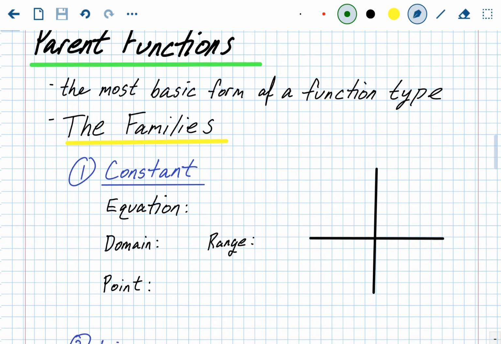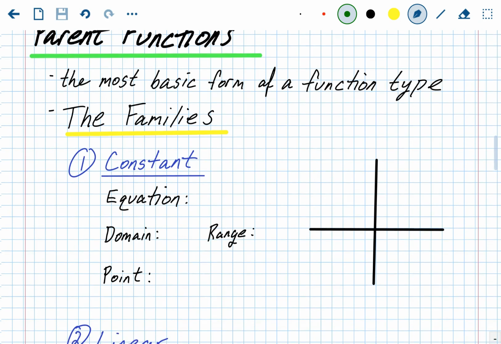Alright, so the families. We're going to do 7 families. There's 12 main ones. We only deal with 4 of them in Algebra 1, but we're gonna do a couple more. First up is the constant family. For each of these, we're going to talk about the equation, the graph, the domain, the range, and then an important point, kind of the main point that we focus on.